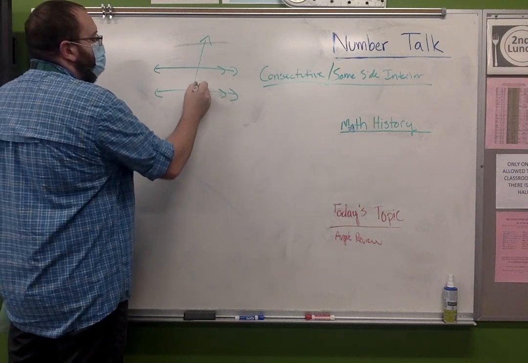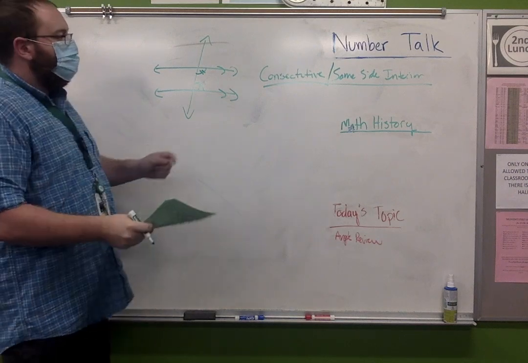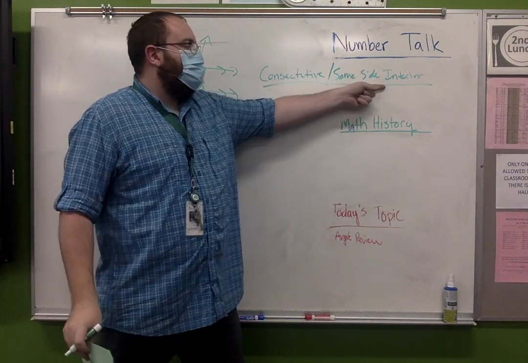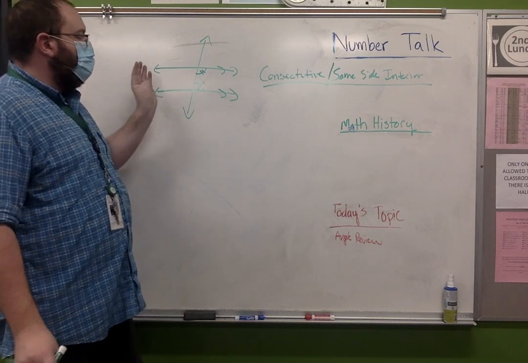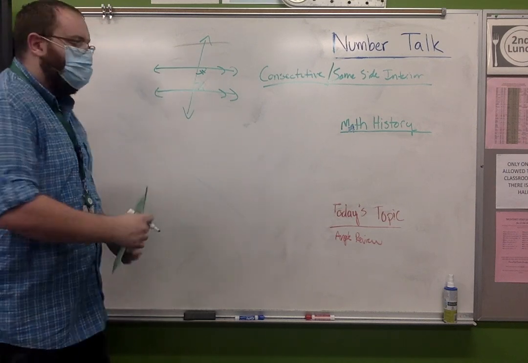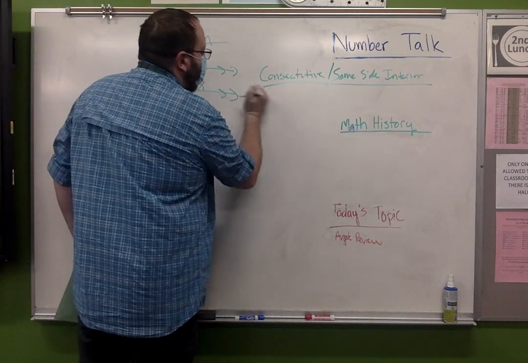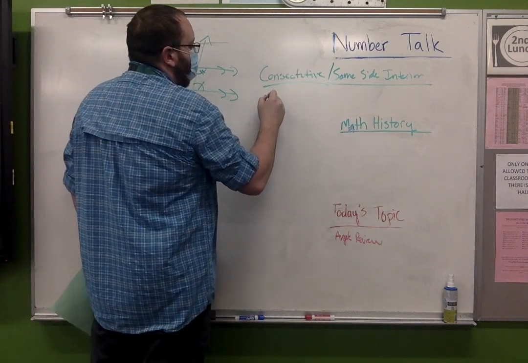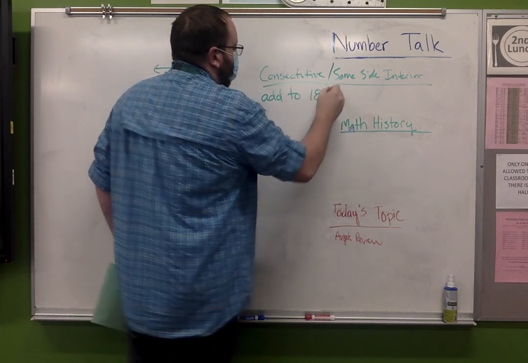What that is are these two angles right here. So if you think of it as same side interior, it's inside the parallels on the same side of the transversal. So these two right here. Okay, the relationship between them is that consecutive angles have to add to 180 degrees.